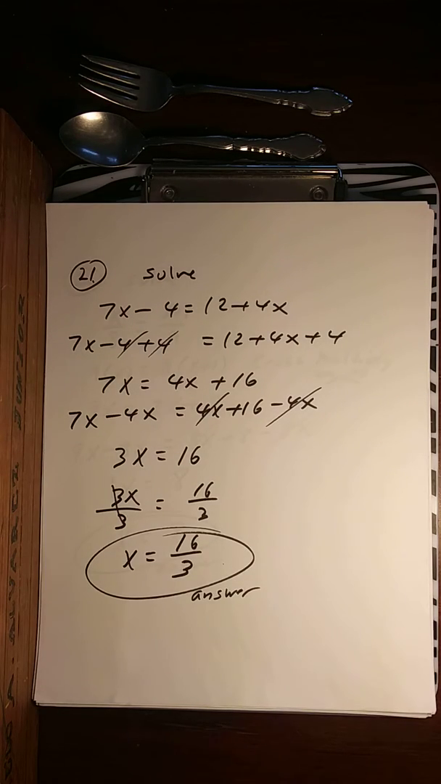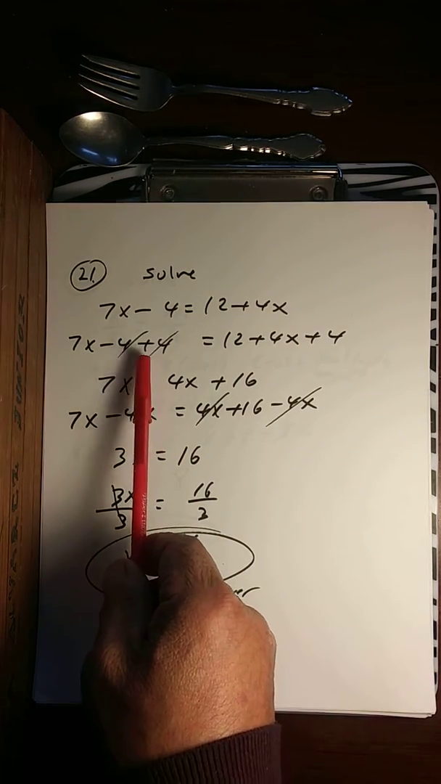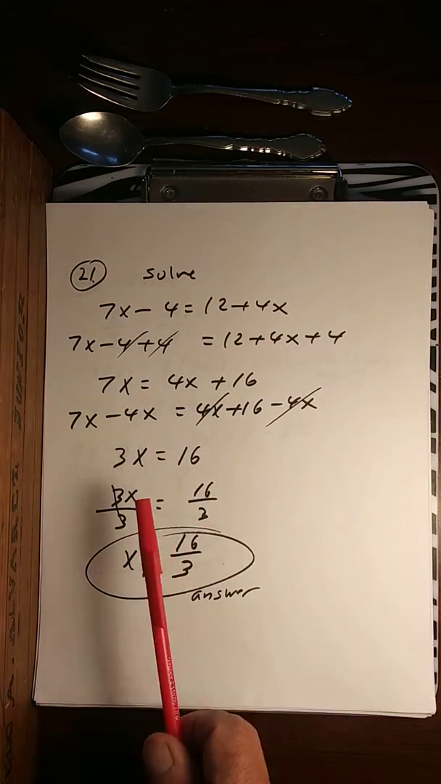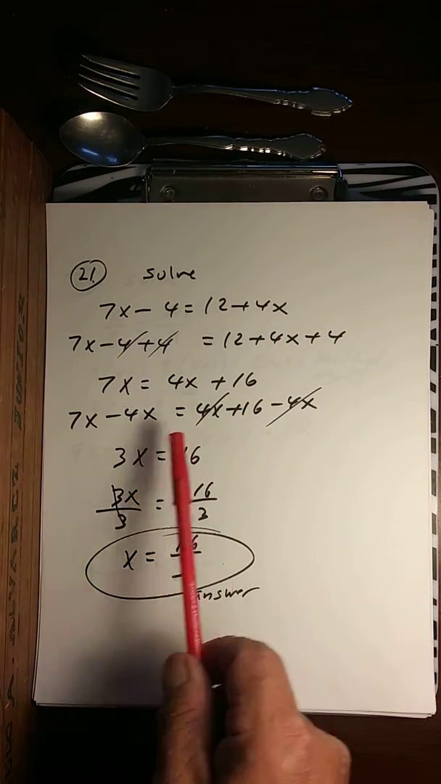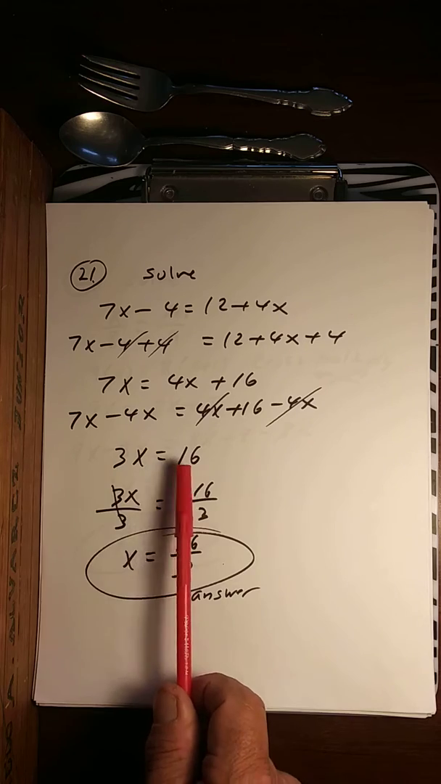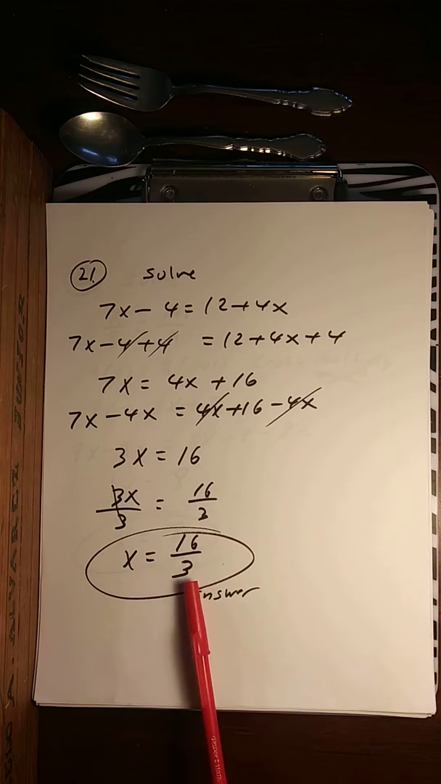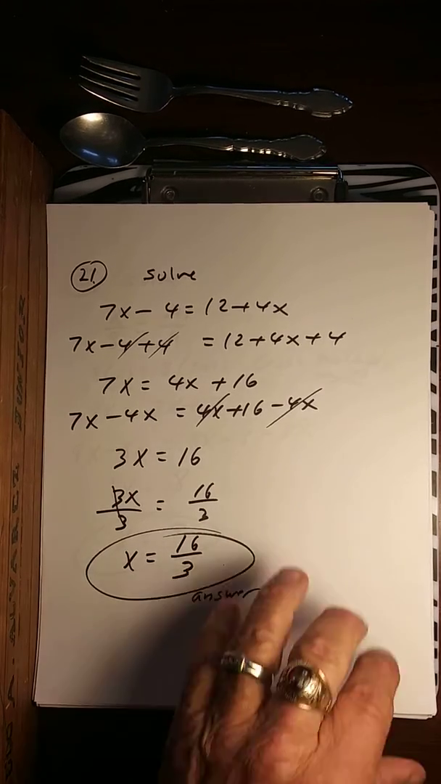Solve this one. So we're going to add 4 to both sides. And now we're going to go minus 4x, minus 4x. These are gone. So 3x equals 16. Divide by 3, divide by 3. So you have 16 over 3. That's it. Leave it alone. We're done.